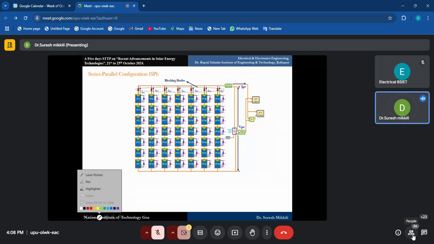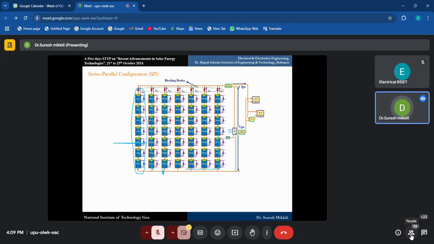Here, in the series-parallel configuration, the first one is called an array. In the first array, all the modules are connected in series. Try to understand: modules 1 to 7 are connected in series. There is a second array, where 7 modules are connected in series. Like this, there are 7 arrays.